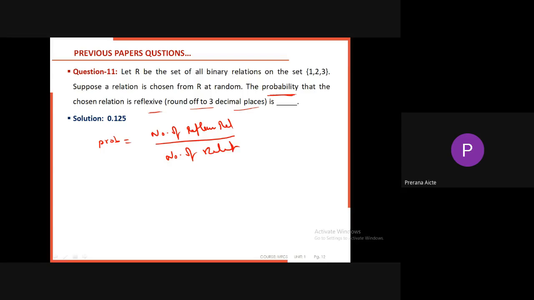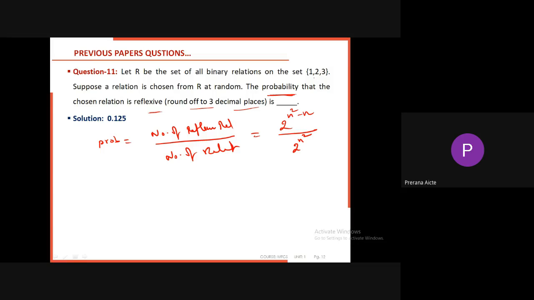If he were asking only for the total number of reflexive relations, we would go with that one. But as he is asking for probability, out of the total number of relations only a few belong to reflexive relations, so we will consider this particular fraction. The formula is: the number of reflexive relations is 2 to the power of n squared minus n, divided by the number of relations, which is 2 to the power of n squared. So this is the formula.